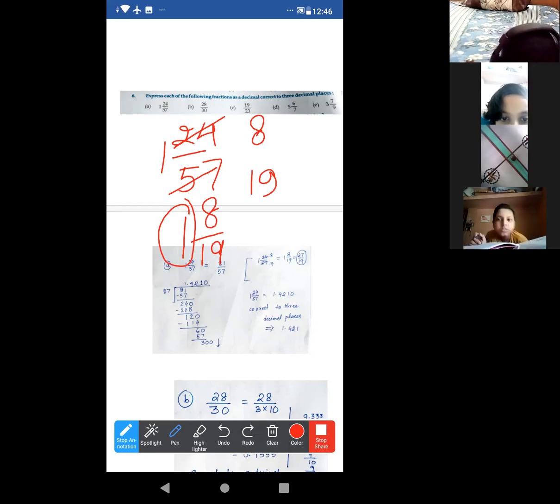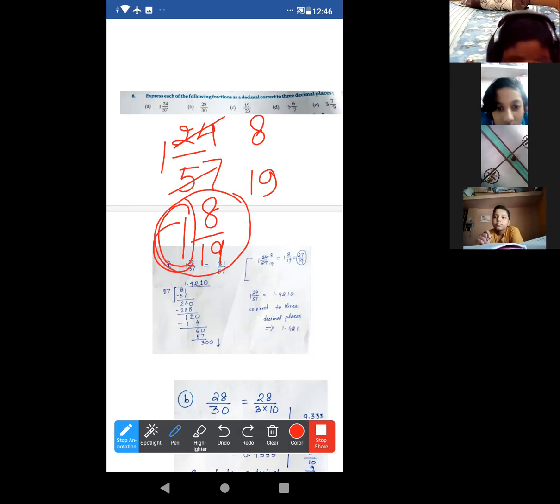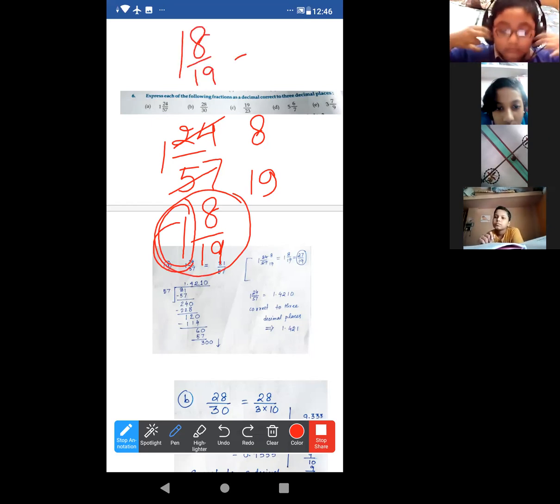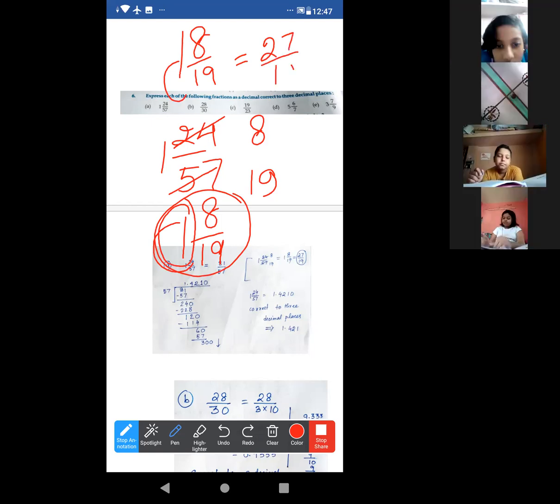Now, one more thing, let me explain. You can convert this mixed fraction into improper. It is 1 whole 8 by 19, so that will be 19 times 1 is 19 plus this 8. It will be 27 by 19. Just look at this. Yes? All of you, it is clear?